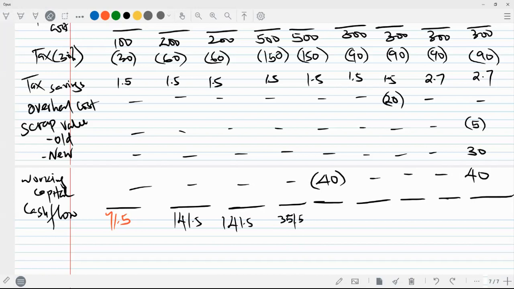You can round to the nearest figure. These decimals don't serve us much interest.